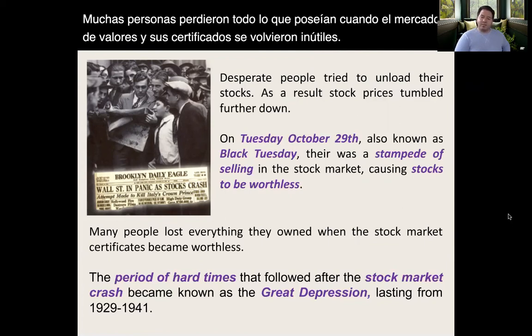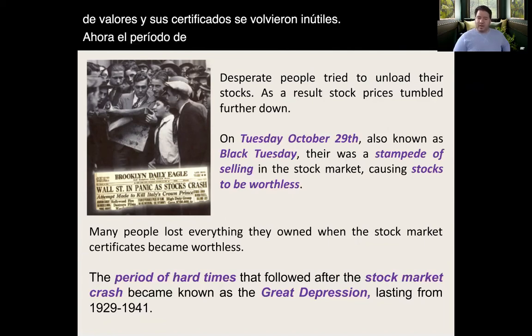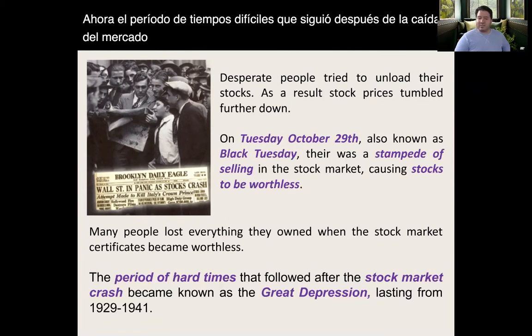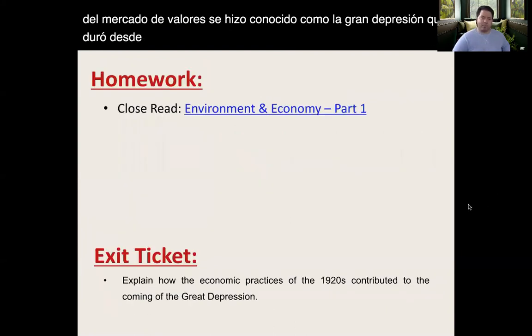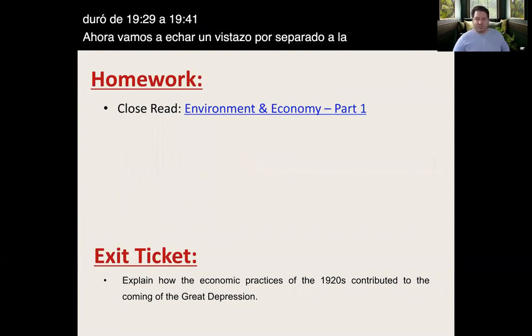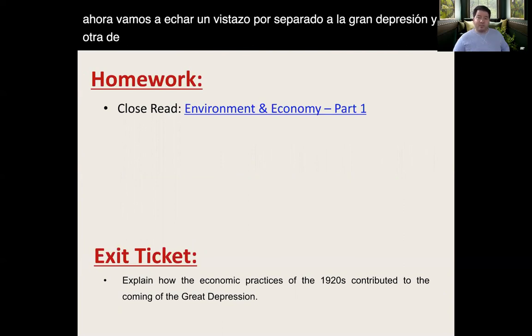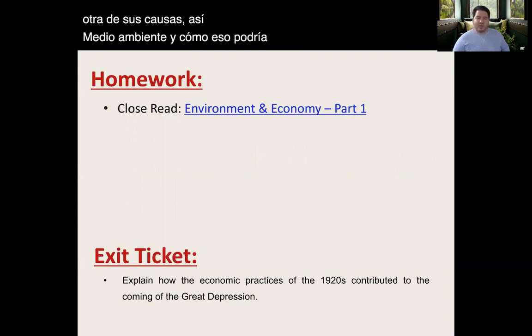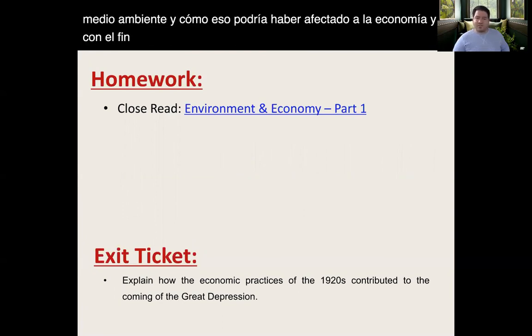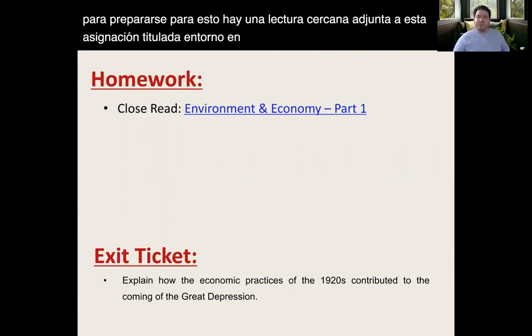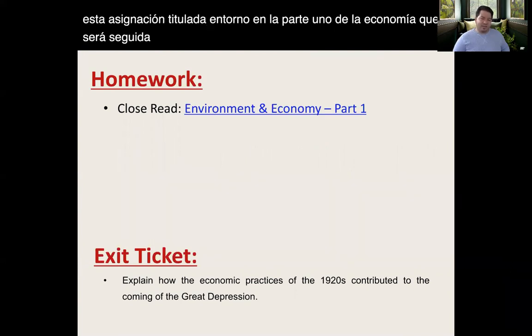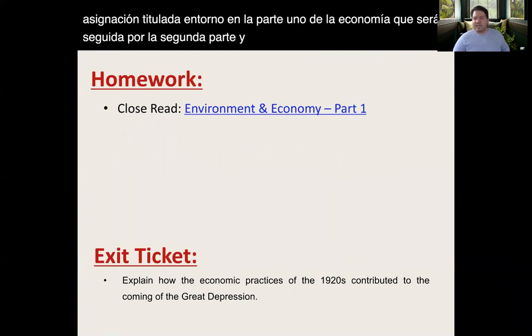Now, the period of hard times that followed after the stock market crash became known as the Great Depression, lasting from 1929 till 1941. Now, we're going to take a look separately at the Great Depression and another one of its causes as well, the environment and how that might have impacted the economy. And in order to get ready for this, there is a close reading attached to this assignment titled Environment and the Economy, Part 1, which will be followed up by Part 2 in Day 5's video lesson. So please do start that by clicking below.